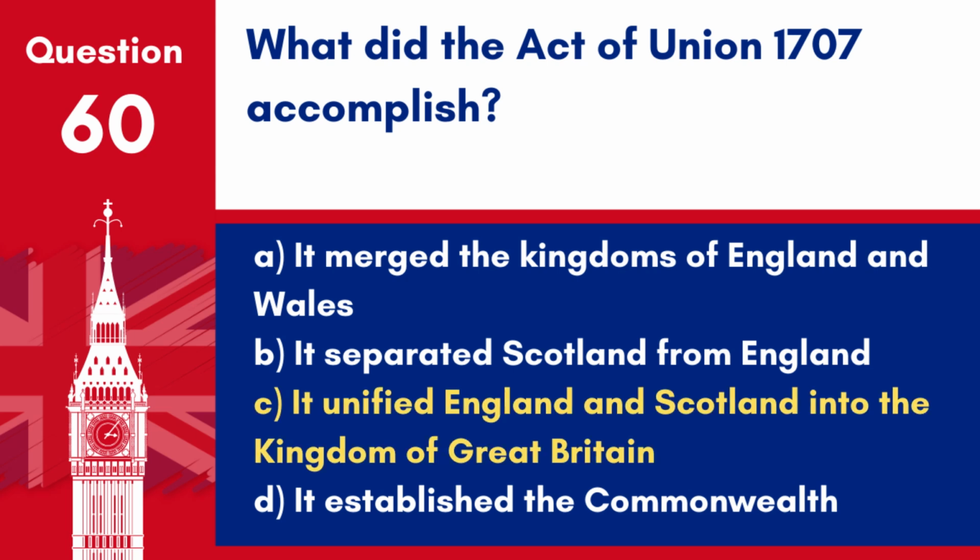Answer C. It unified England and Scotland into the Kingdom of Great Britain. The Act of Union 1707 merged the Parliaments of England and Scotland, creating a single Kingdom of Great Britain and unified Parliament based in Westminster, London.